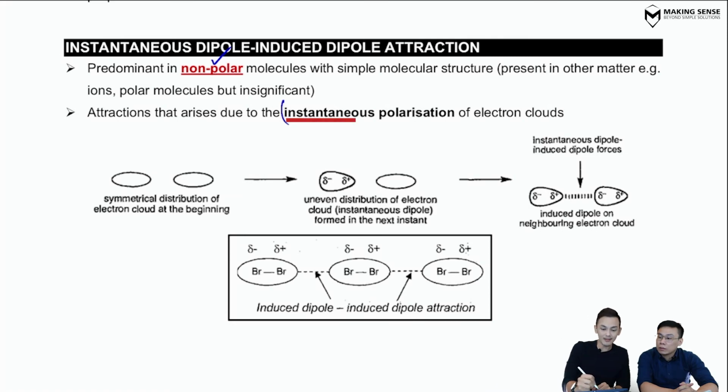It's over here, we call this instantaneous polarization of electron clouds. That's a very chim term, you know. Yeah, sounds very chim, but it's okay. Let us simplify for the class. Now we're going to use a picture and a simple story to illustrate how ID-ID exactly works.